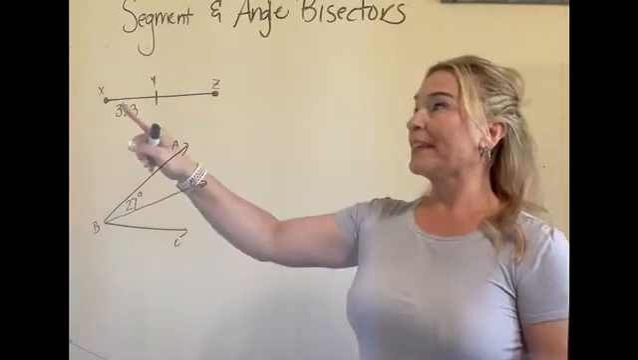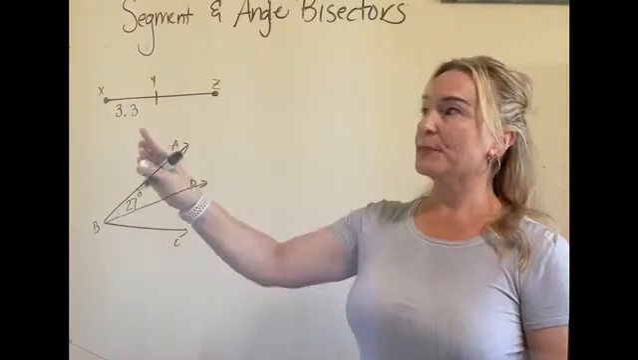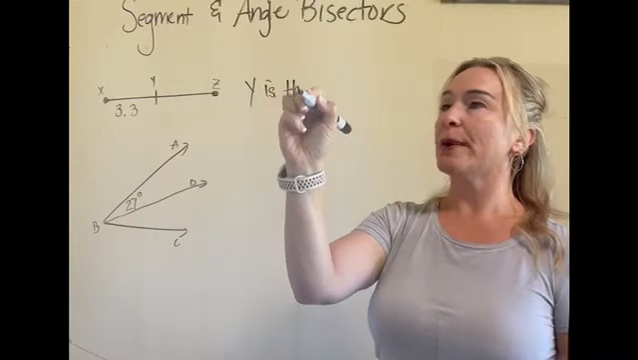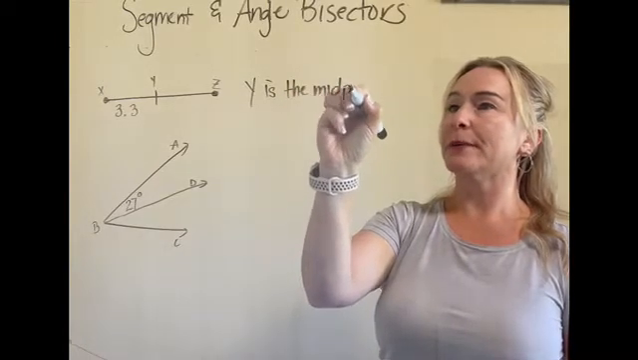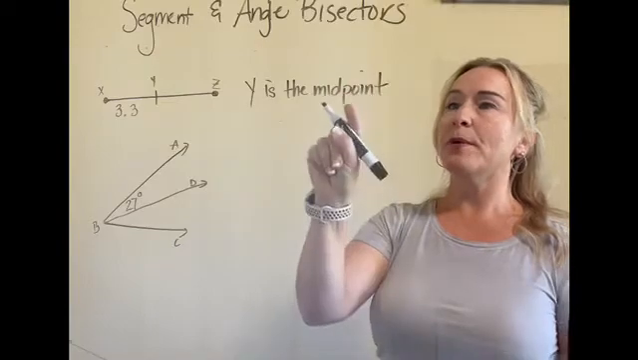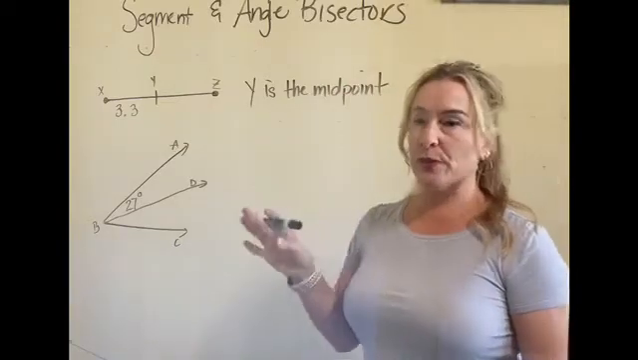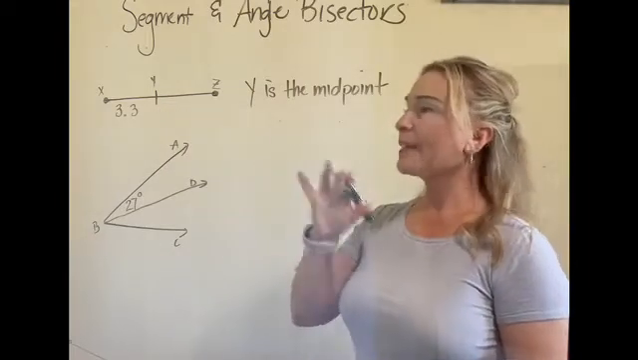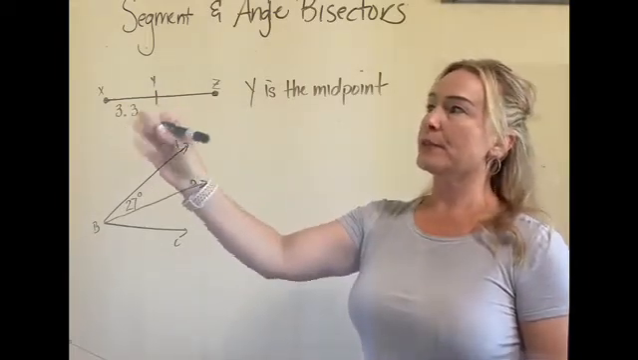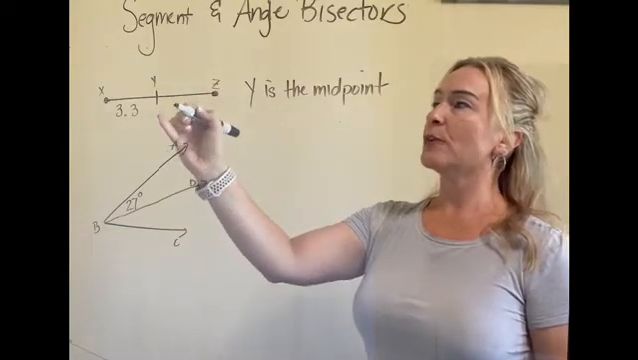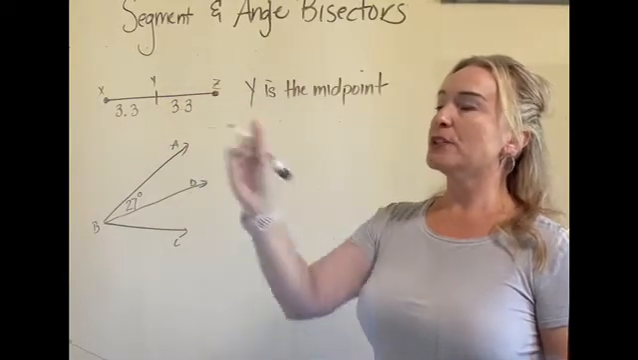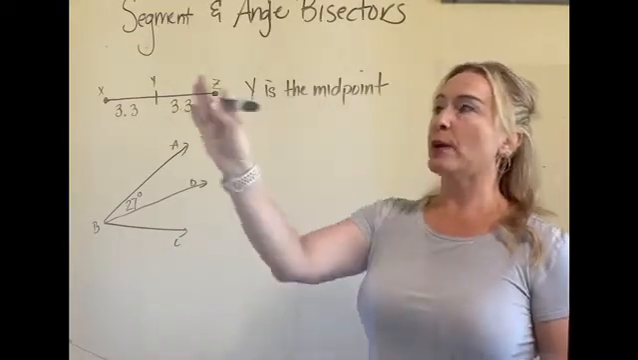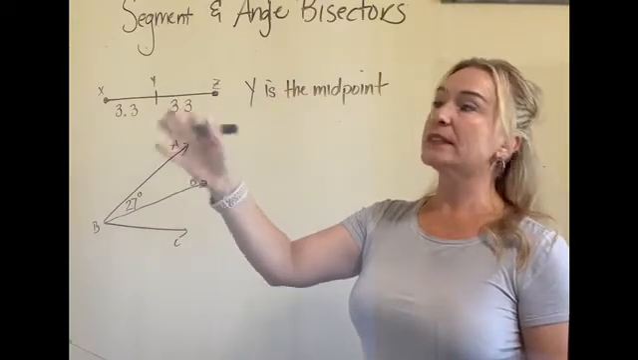Check this out. If XY is 3.3 and we know that Y is the midpoint, another vocabulary word, the midpoint. A midpoint is also a beautiful way to say this line is cut perfectly in half. That means XY is 3.3, which means YZ is also 3.3. So we only need one piece of information, really. We need to know that Y is the midpoint.